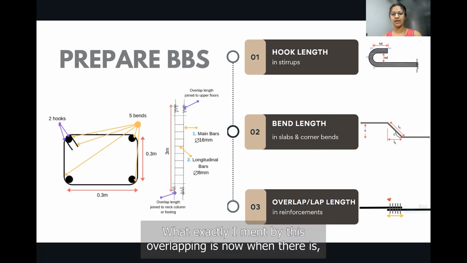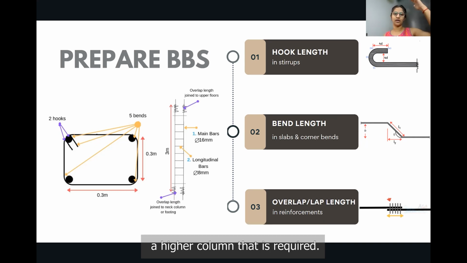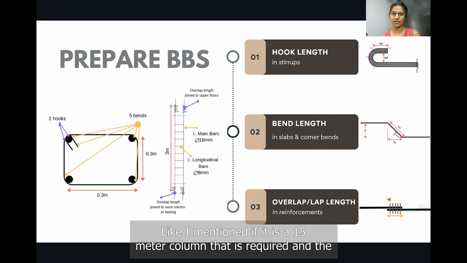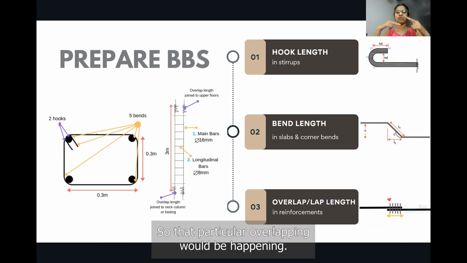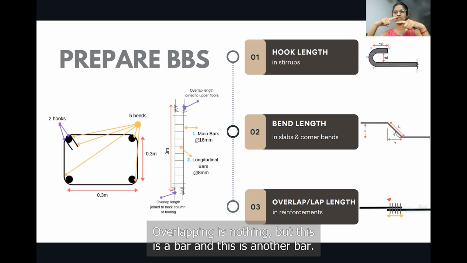What exactly I meant by this overlapping is, when a higher column is required, like I mentioned, if a 15-meter column is required, and the standard length of any bar is 12 meters, an extra 3 meters is required. So that particular overlapping would be happening. Overlapping is nothing but this is a bar and this is another bar.